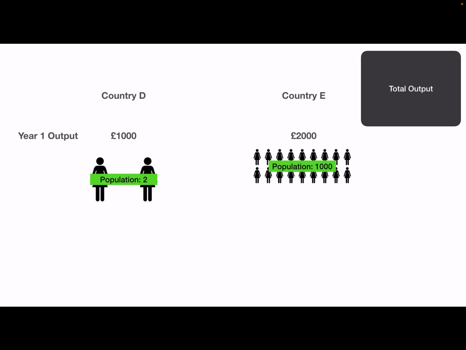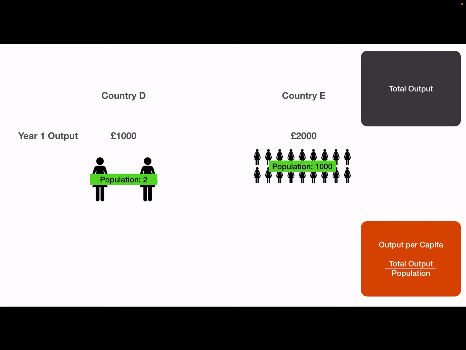Suddenly looking at total output doesn't seem so helpful in terms of judging living standards. You might be better looking at output per capita. This is where we take total output and divide it by the population. This would mean you'd have £500 in country D, only £2 of output per head in country E. So using per capita data tends to be better if we're interested in living standards.